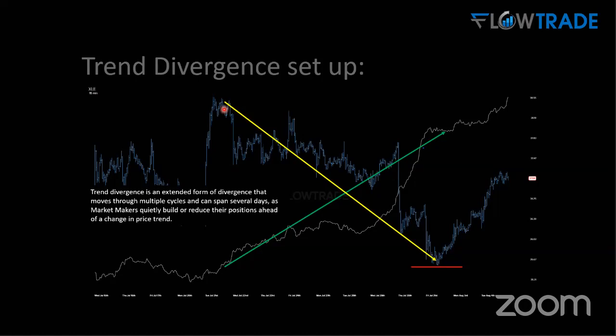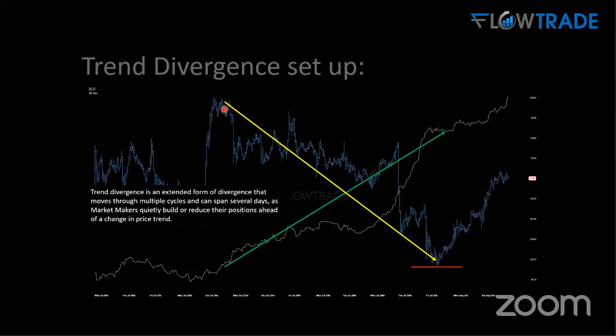We want to see what's in the way, what might bring this down. And this one just so happens to be on XLE. So trend divergence is an extended form of divergence that moves through multiple cycles and can span several days, as market makers quietly build or reduce their position ahead of a change in price trend. And again, I'm going to show you another one of these on BABA.